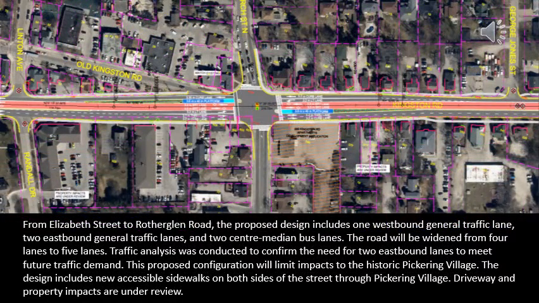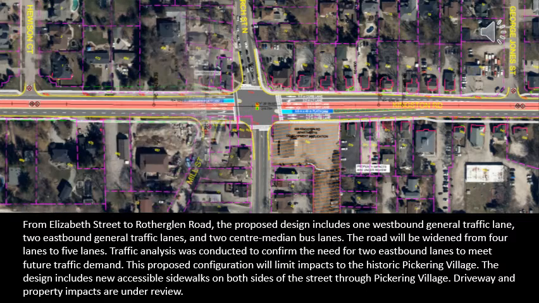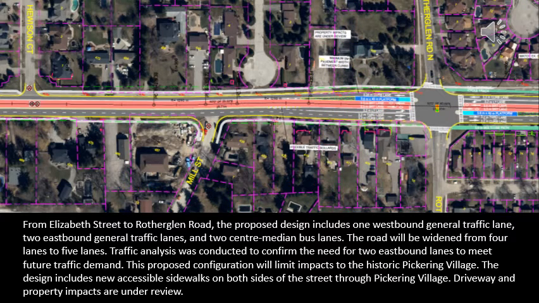From Elizabeth Street to Rotherglen Road, the proposed design includes one westbound general traffic lane, two eastbound general traffic lanes, and two center median bus lanes. The road will be widened from 4 lanes to 5 lanes. Traffic analysis was conducted to confirm the need for 2 eastbound lanes to meet future traffic demand. This proposed configuration will limit impacts to the historic Pickering Village. The design includes new accessible sidewalks on both sides of the street through Pickering Village. Driveway and property impacts are under review.